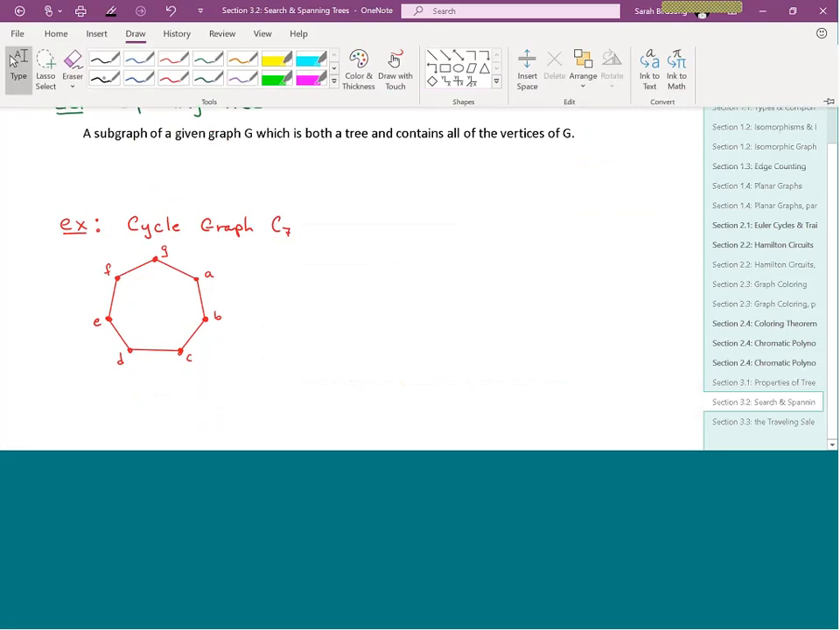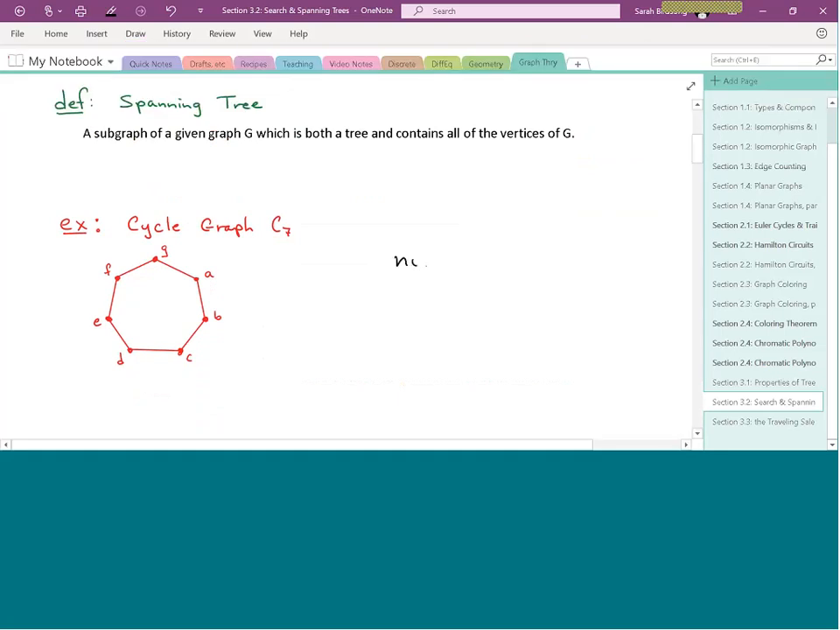let me get back to black. Note, what do you guys think? Is C7 a tree? Don't overthink this. Any cycle graph is not a tree with an exception. Anybody spot the exception?